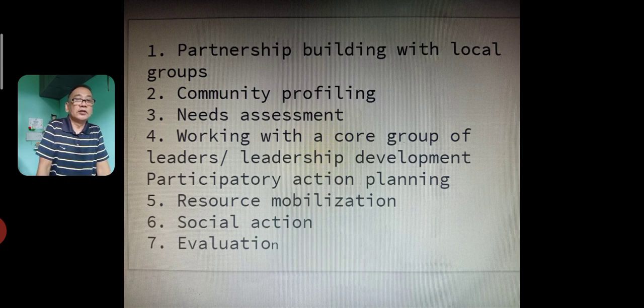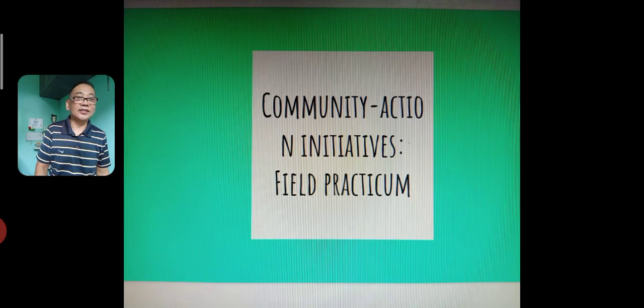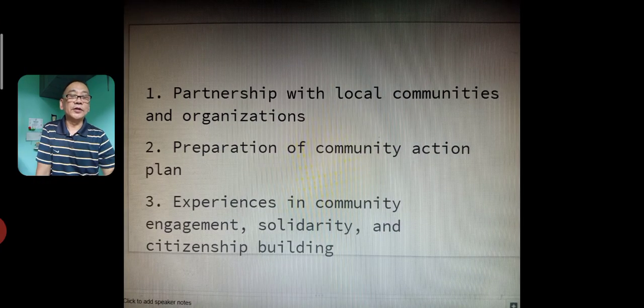Food, no? Shelter. Working with the core group of leaders or leadership development sa barangay. Particularly action planning, no? Resource mobilization. Okay, yung paggalaw, pagkilos, pag-attend, and of course social actions. Ito yung lagi tayong kasama. It is on a regular basis. And of course, part of our activities is evaluation. Okay? And it will also be graded. Sana kahit na hindi graded. Community action initiatives, field practicum.